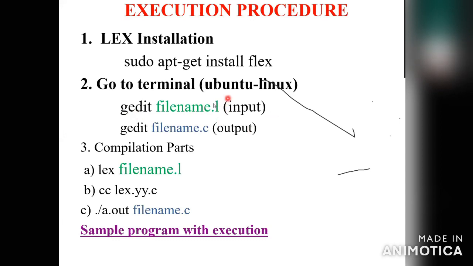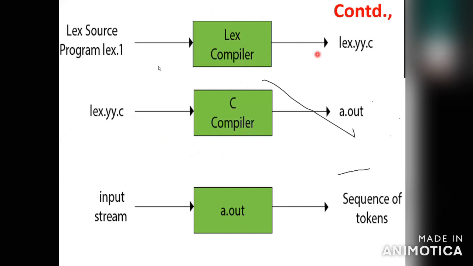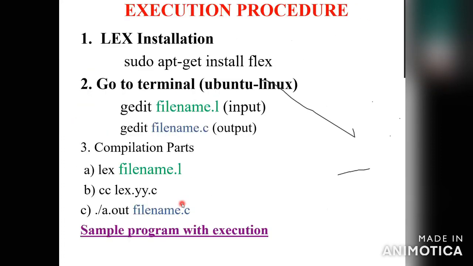This is the input of the program. What is the output of the program? gedit filename.c. What are the compilation parts? We have three parts. One is lex.l, the next is lex.yy.c, and the third is a.out. So these are the compilation parts of the lexical program.